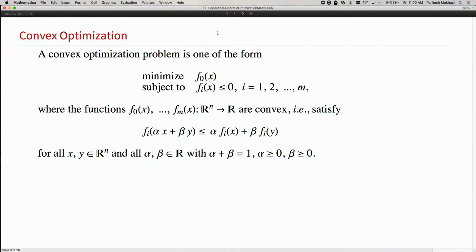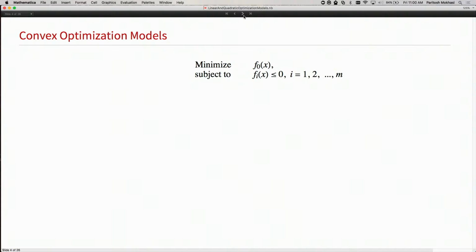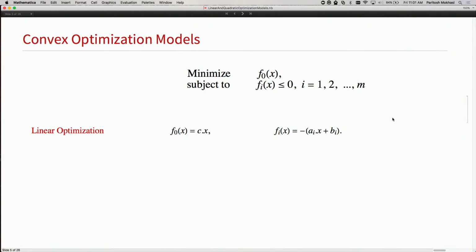Rob showed a couple of graphics about how a function is convex, based on this inequality. But let's just focus on this part and see what forms these functions f take to be classified under either linear or quadratic models. Is this big enough for the people in the back to see? Yes? Okay.